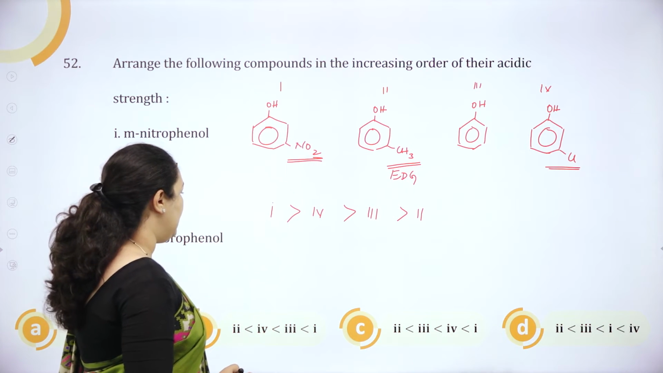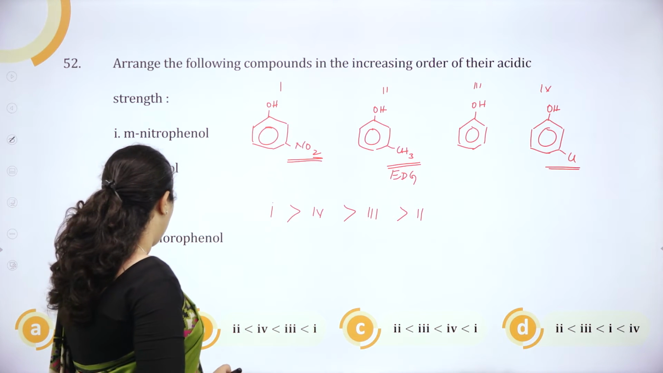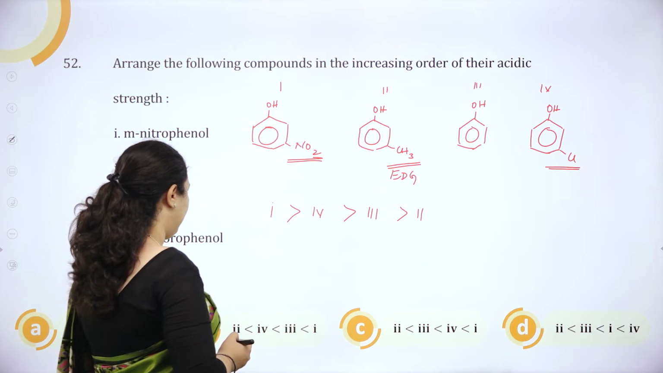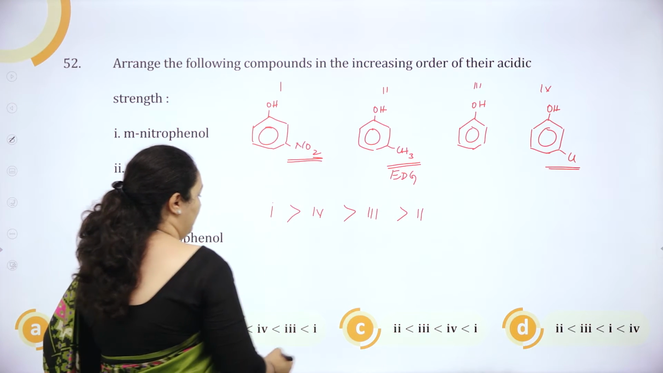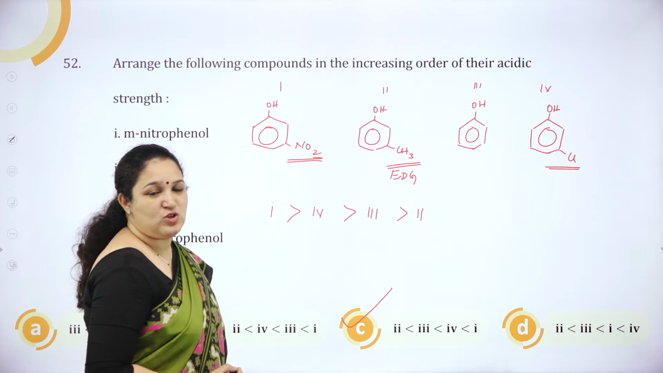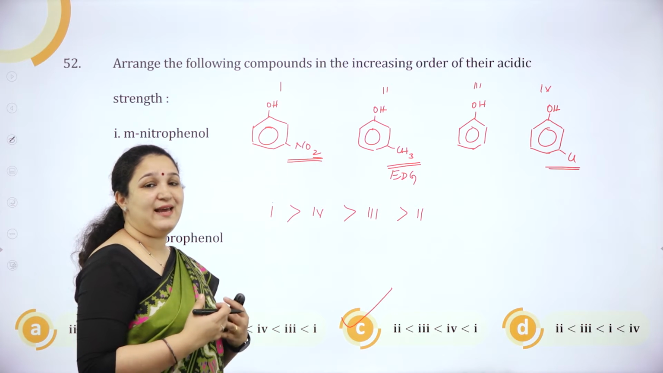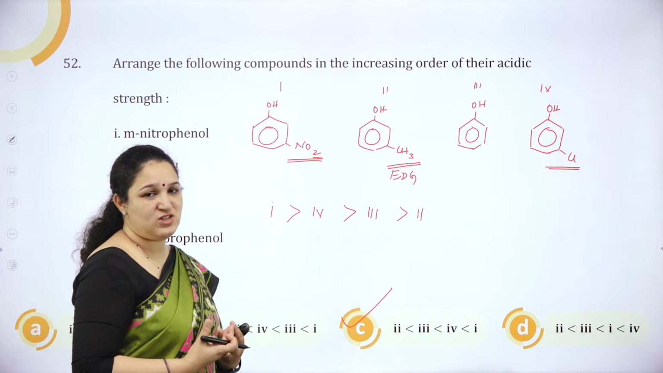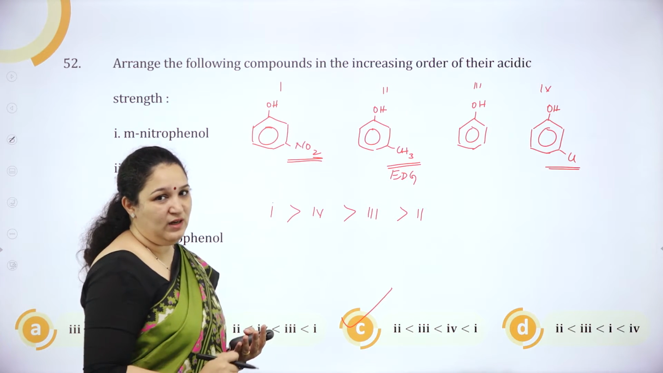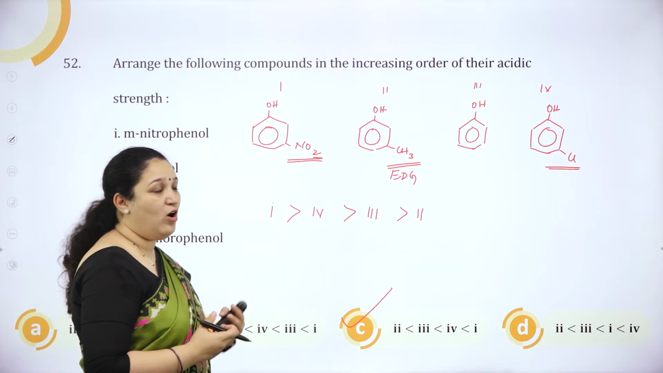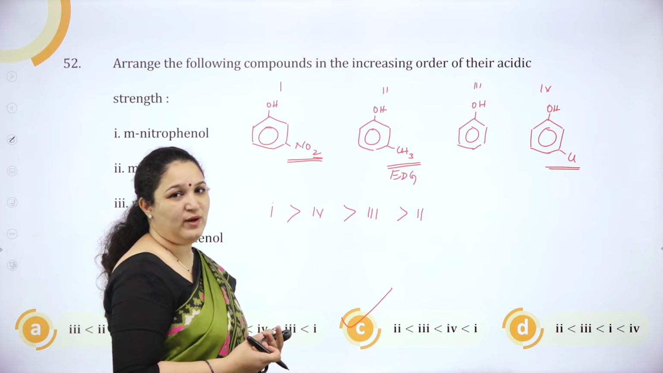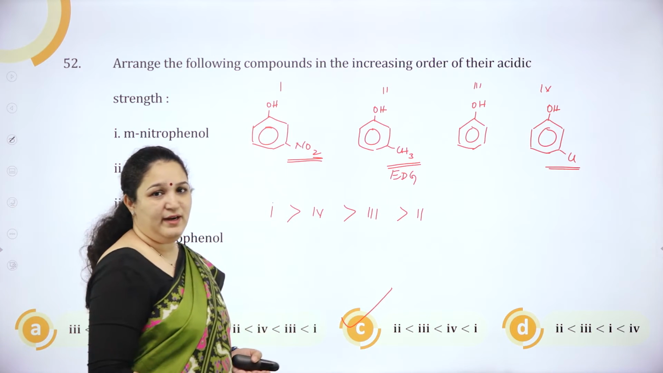Okay. So where is the correct option? A and D ruled out because for 4 they have given 1 and 1. So it can be B or C. For 4 they have given. So it is option C which is the right answer. So I hope you have understood. Whenever there is an electron withdrawing group, acidic strength will increase. When there is an electron donating group, acidic strength will reduce. Here all of them have the substituent in meta position or they do not have the substituent. Based on that we have given the correct order.